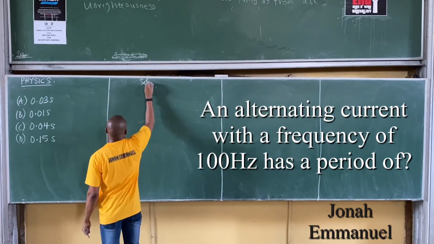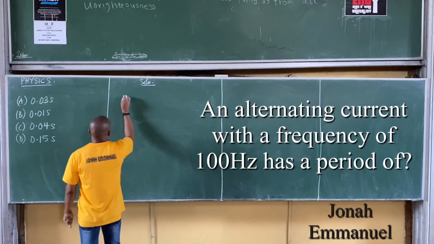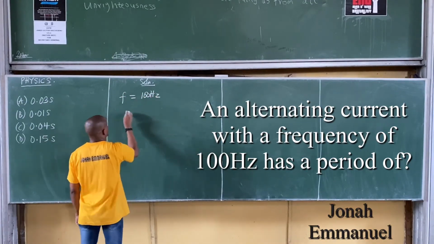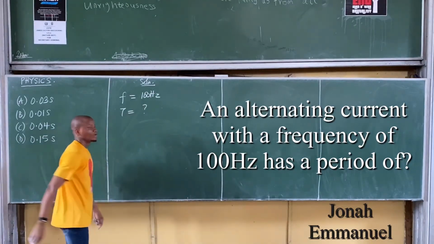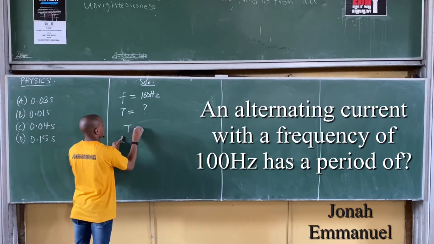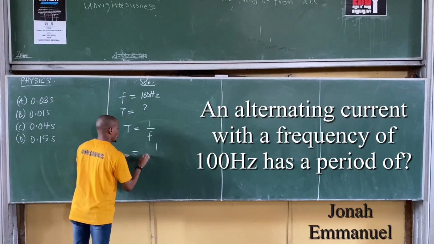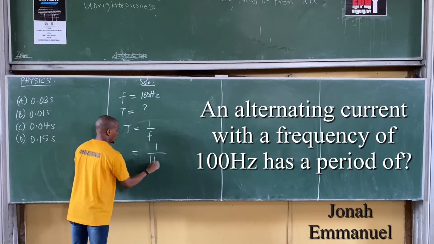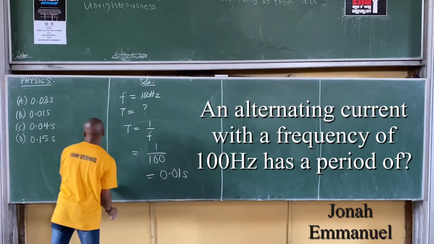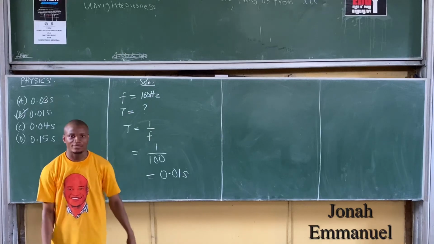Solution. I'm given the frequency f, which is 100 Hz. I'm about to find T, the period. What's the relationship? T is equal to 1 over f, which is 1 over 100. That gives you the answer.